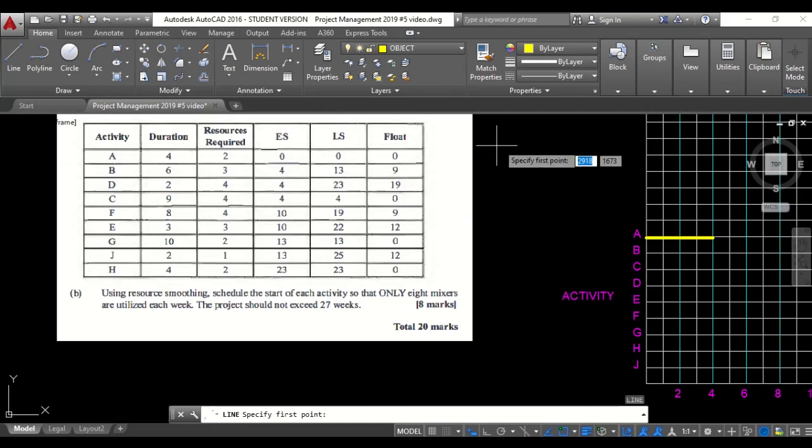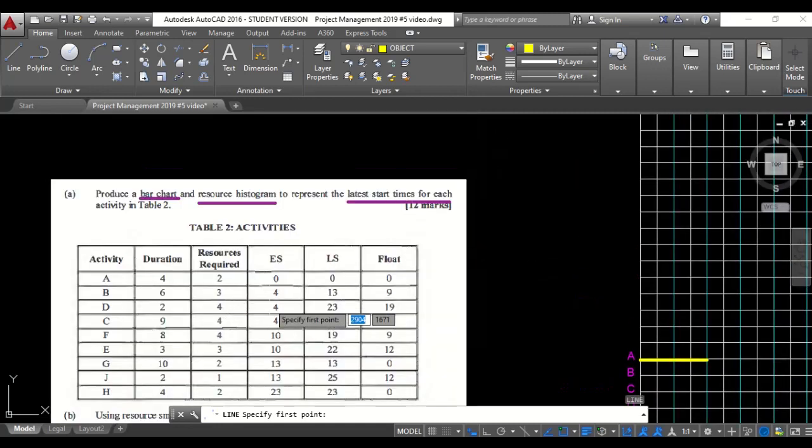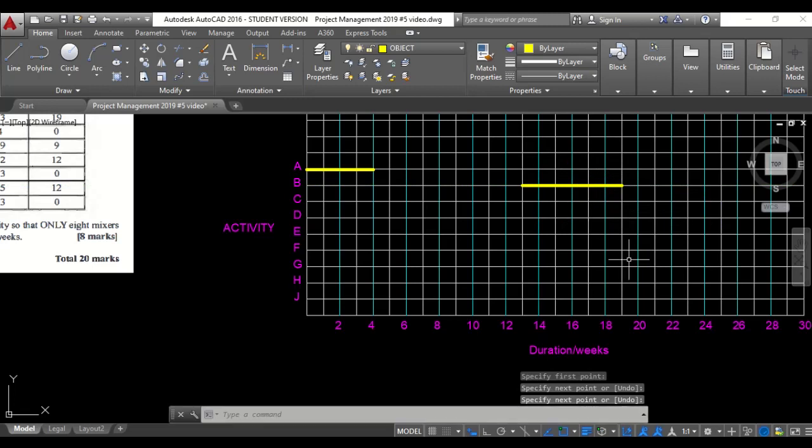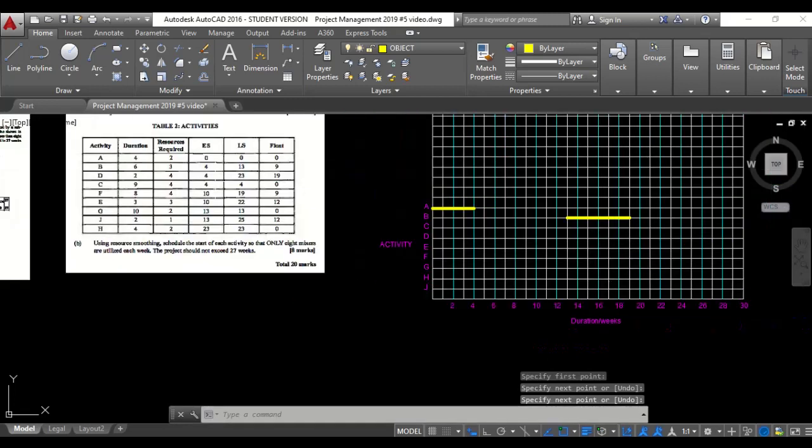Now, another key thing, we're not just going to put B starting after A because it says latest start time. So we have to start from B's latest start time. B's latest start time is 13. So we have to go on line 13. So this is 12, this is 13. And put B for a duration of 6. So just let your tracking help you. 6. So I'm just going to go ahead now and finish the others using latest start time as the key.